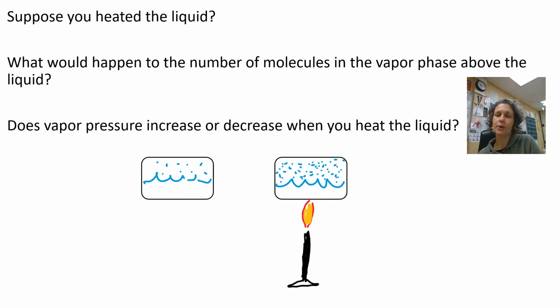Okay, so now another fantastic visual. If you heat the liquid, so say we have a liquid and we heat it up with our fancy little Bunsen burner, what happens to the number of molecules in the vapor phase, so the specks? The number would go up, so it would increase because you're again giving it kinetic energy. And then does vapor pressure increase or decrease when you heat the liquid? Big old increase.